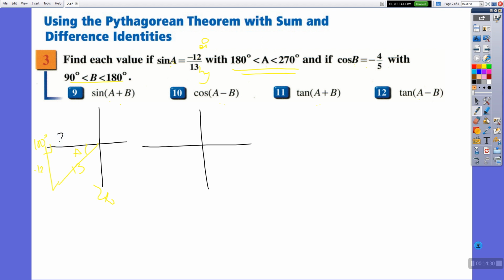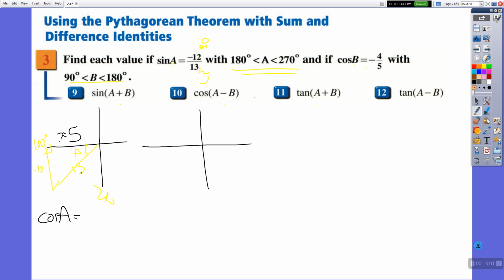You can find the missing side by using either the Pythagorean theorem, x squared plus 12 squared equals 13 squared, or you can recognize the special triangle. Here we have a special triangle: 12, 5, and 13. So this side is 5. If you don't know that, just use the Pythagorean theorem. So what is your cosine then? Your cosine here will be adjacent over hypotenuse.